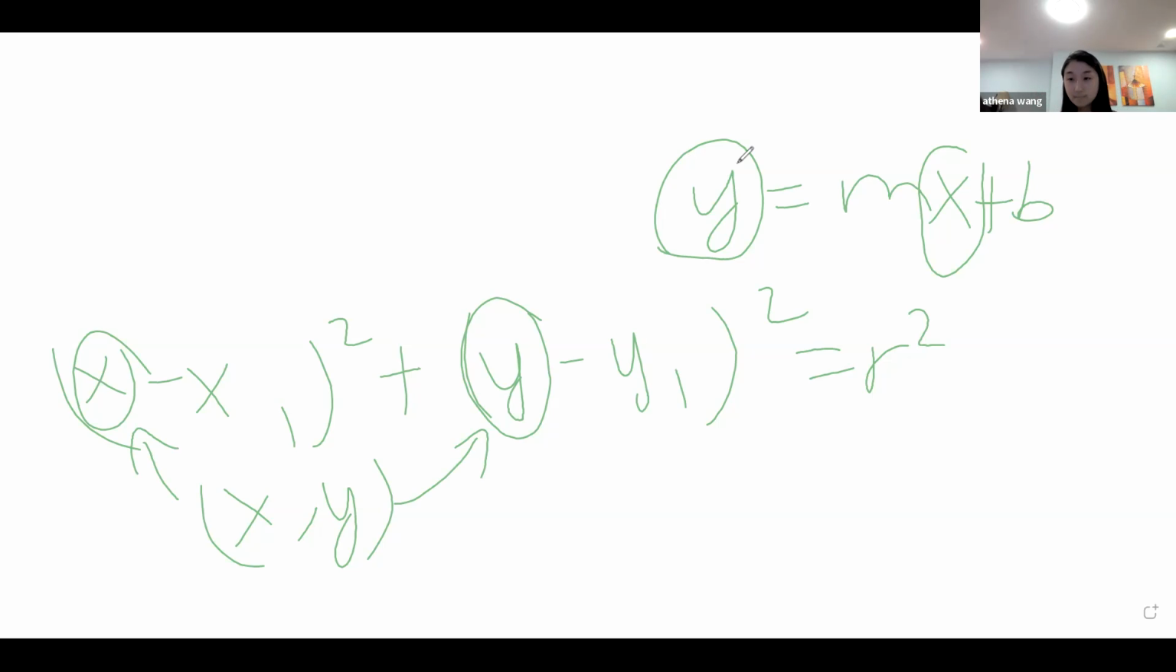Yeah. So x1 and y1 are the center, and the x and the y are any point. Well, the x and the y have to fit this equation in order to make it a point on the circle. But to test, you can basically plug in any point. Okay.